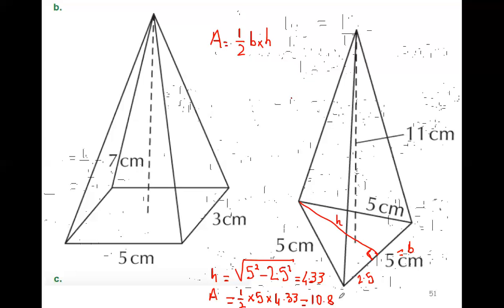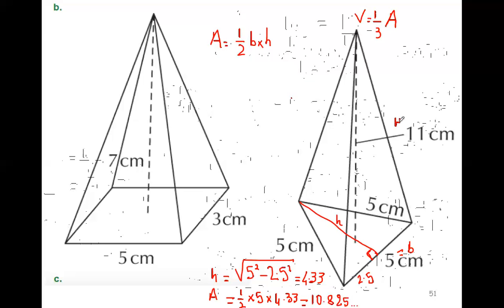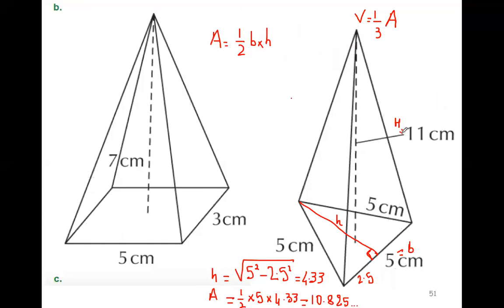Now to get the volume, we're going to use my formula list, which tells me it's a third of the area times this, we're going to call it capital H for the big H. So a third of 10.825 times 11, and that gives 39.69 centimeters cubed.